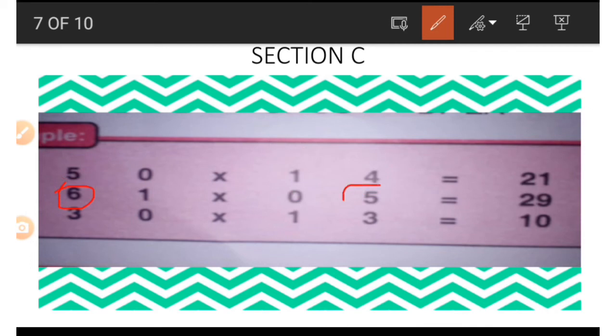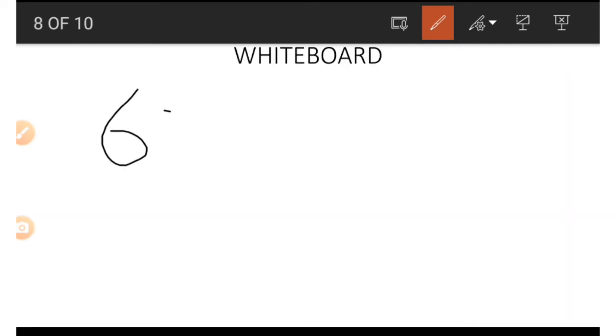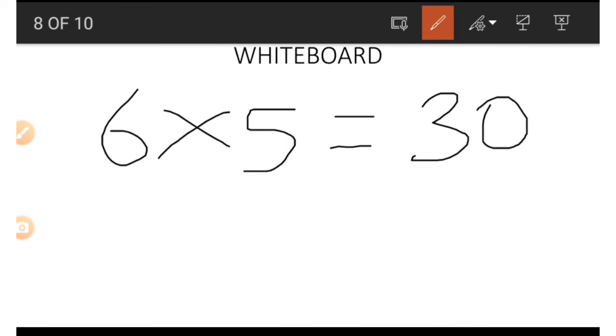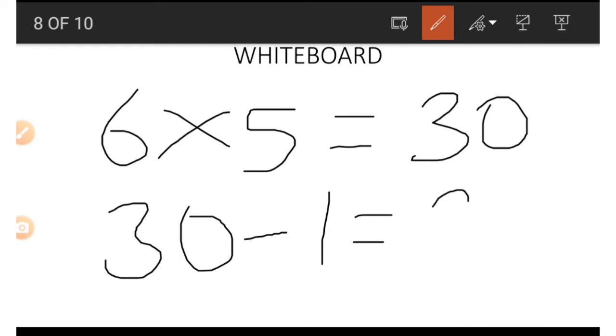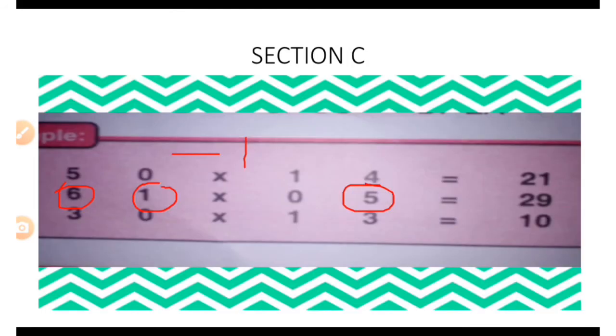Alright, the 6 and the 5 and the 1 on the left, which signifies a minus 1. Alright, so there's a 1 at the middle on the left hand side that signifies a minus 1. So how do we solve this? First, remember you must multiply. So 6 times 5 gives us 30. So 30, we subtract 1, and so we're gonna get 29. So that is why the answer is 29.